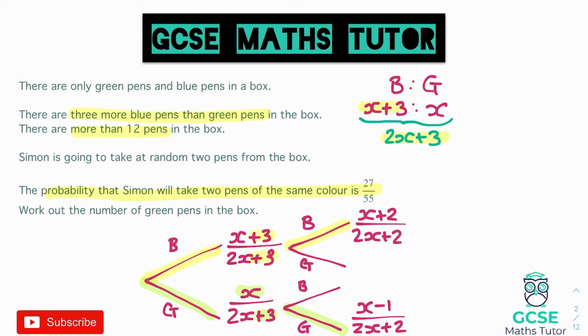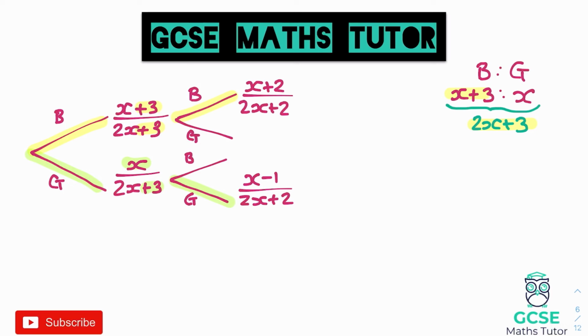So in order to do this, let's just create a little bit more space. Okay, so here's all the information that we had written down. Now we just need to work out the probability of each route. So going up the blue route, we have x plus 3 over 2x plus 3, and we're going to multiply that together with the x plus 2 over the 2x plus 2.